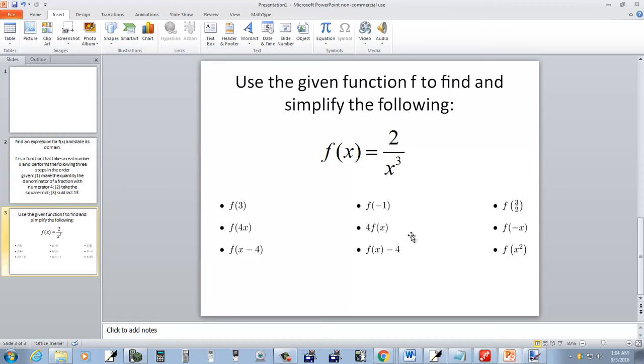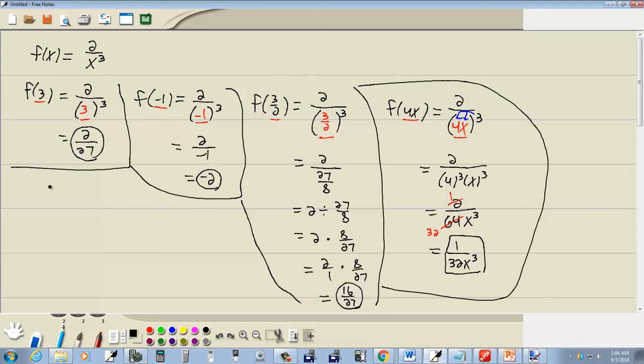Okay. Next one is 4 times f of x. This is, again, not really evaluating a function. All we're doing is replacing the f of x with whatever we say f of x is equal to. So we're going to have 4 times 2 over x to the third. And then this is like 4 over 1, so 4 times 2 would give us 8 over x to the third.